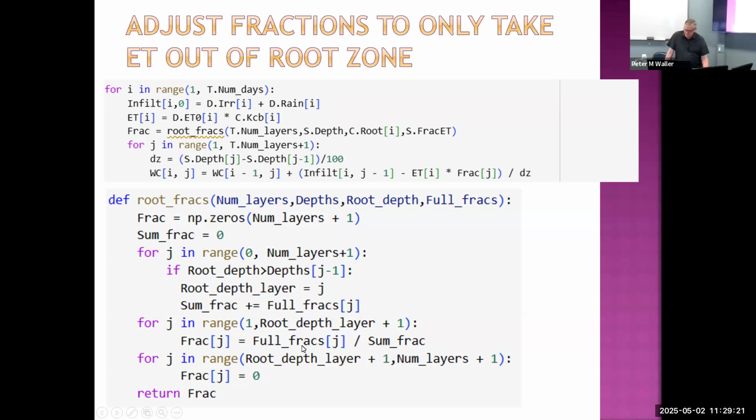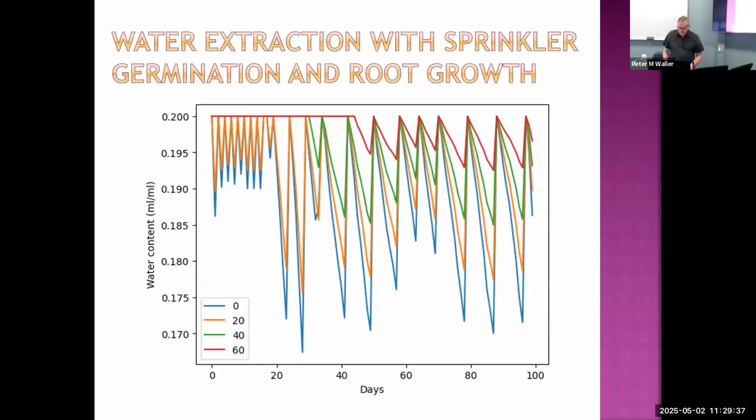So the frac is the full frac, like 0.4 divided by 0.7. If I take 0.4 divided by 0.7 and 0.3 divided by 0.7, that'll sum to 1. So that'll take all my water out of my top 2 layers. That's what that's doing. So now you can see that for the first part of the growing season, until the roots get into layer 3, all my water is coming out of my top 2 layers. Then my water starts coming out of my 3rd layer when the roots get into it, and then out of my 4th layer when they get into the 4th layer.